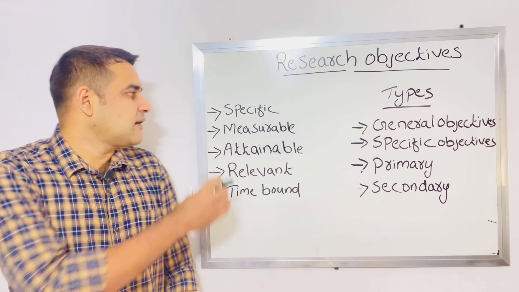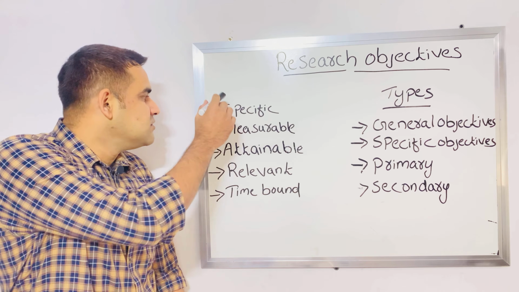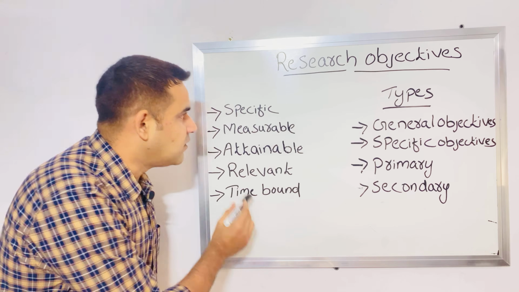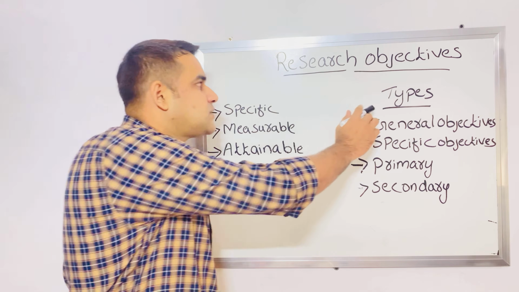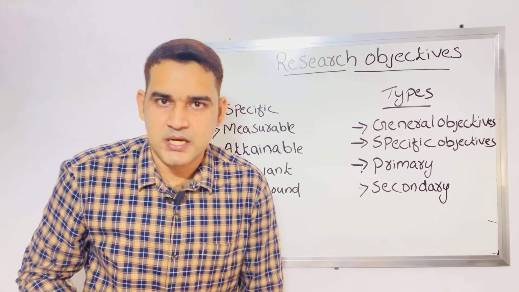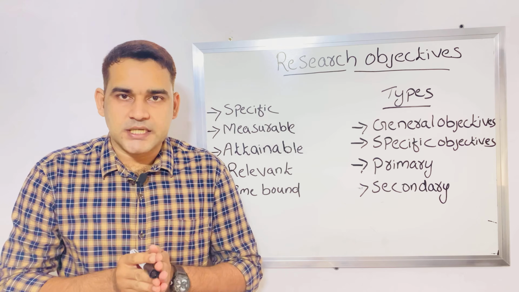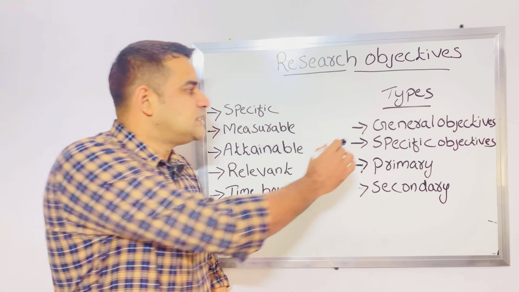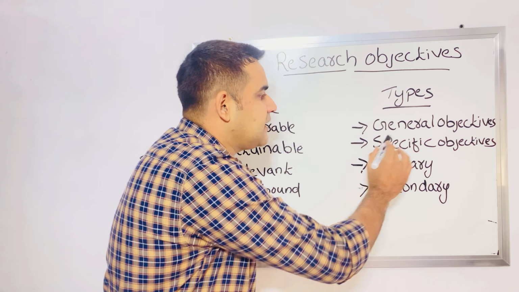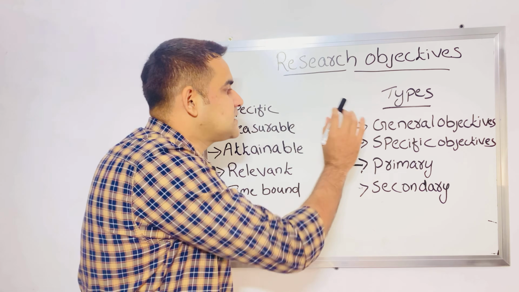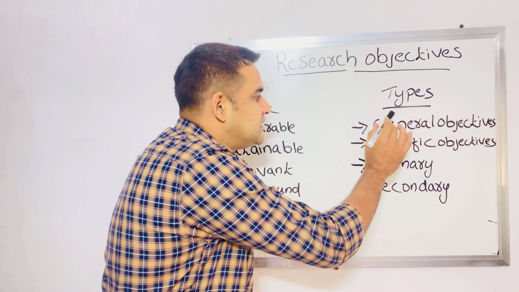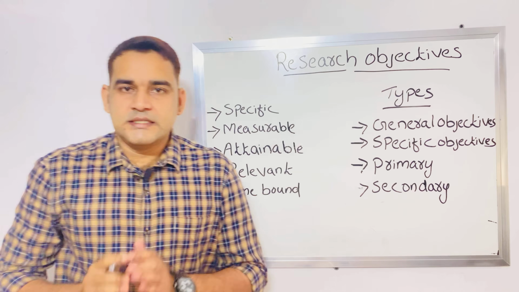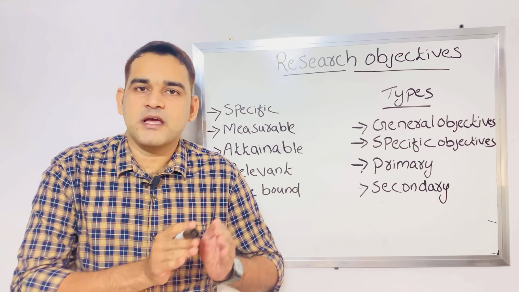These are the characteristics of research objective: specific, measurable, attainable, relevant and time bound. Next we can see the types of research objectives. The research objectives are mainly classified into general objectives and specific objectives. This is the main classification of research objectives.